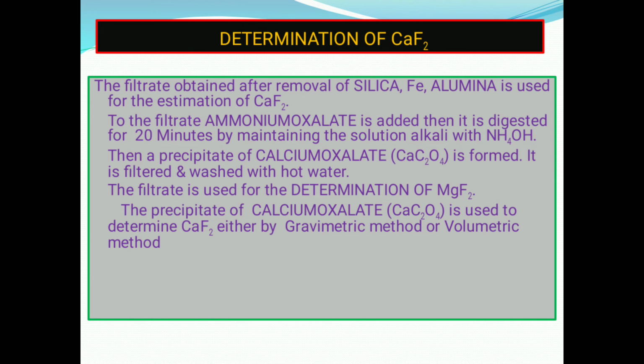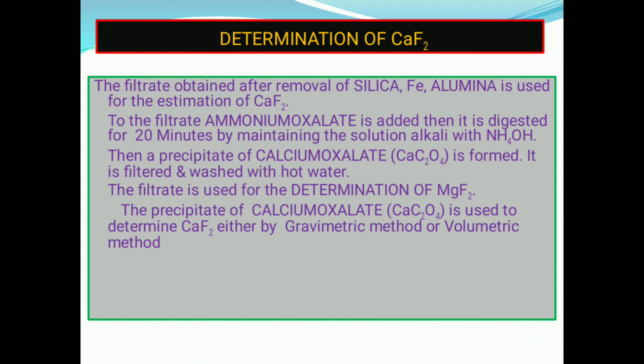For the determination of calcium fluoride, we need to take the filtrate obtained after the removal of the interferences like silica, iron, alumina. To that filtrate, add ammonium oxalate. Then it is digested for 20 minutes by maintaining the solution alkaline with ammonium hydroxide. Then a precipitate of calcium oxalate is formed. Then we need to filter the precipitate and wash the precipitate with hot water.